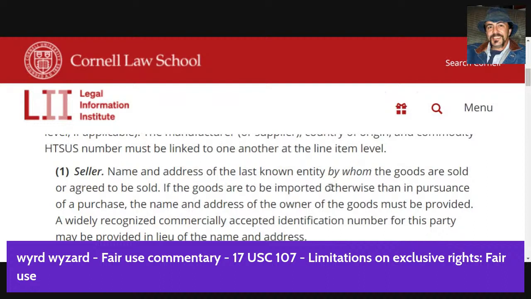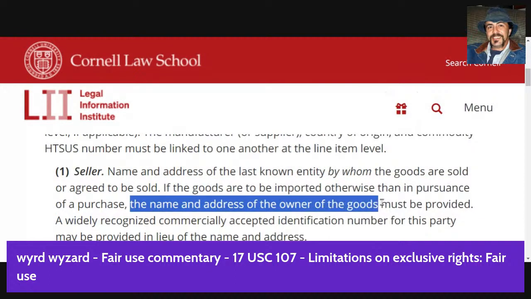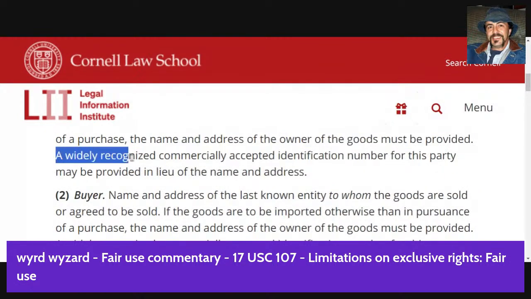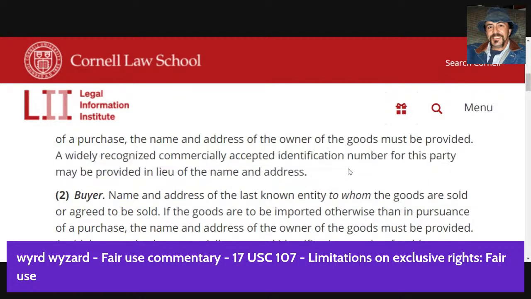If the goods are to be imported otherwise than in pursuance of a purchase, the name and address of the owner of the goods must be provided. A widely recognized commercially accepted identification number for this party may be provided in lieu of the name and address.